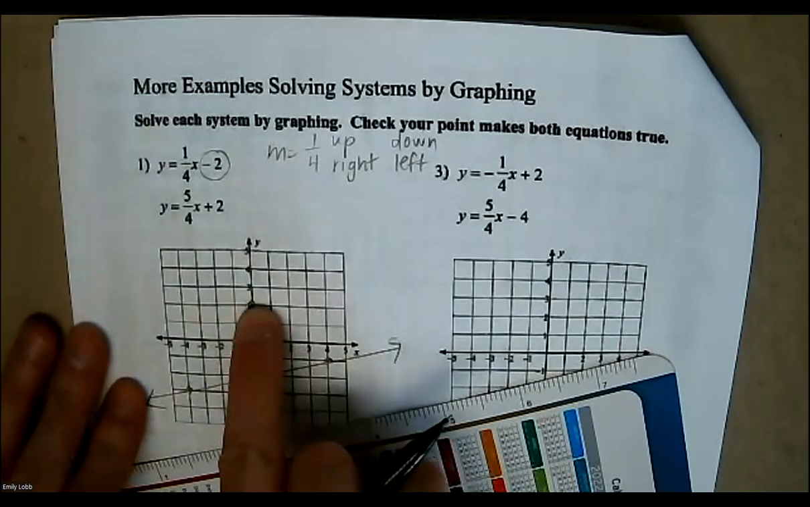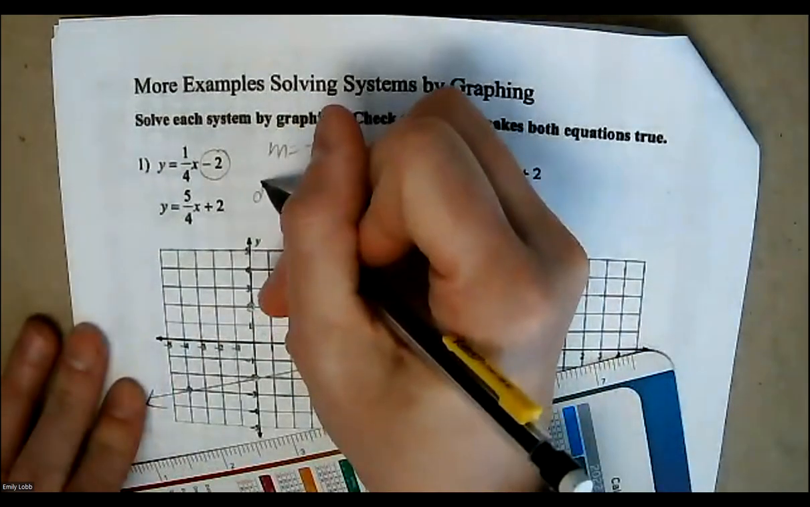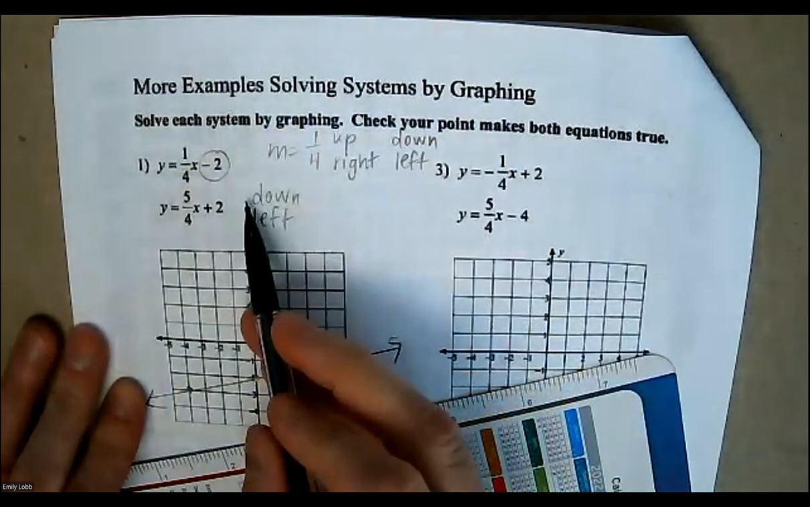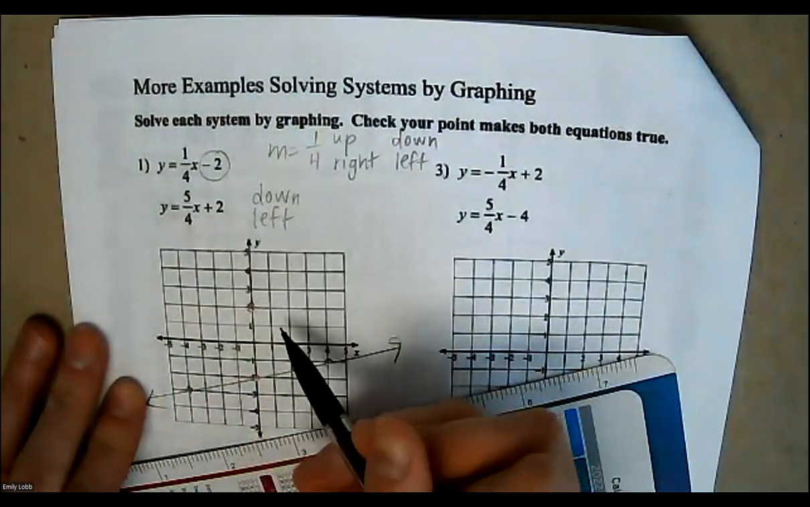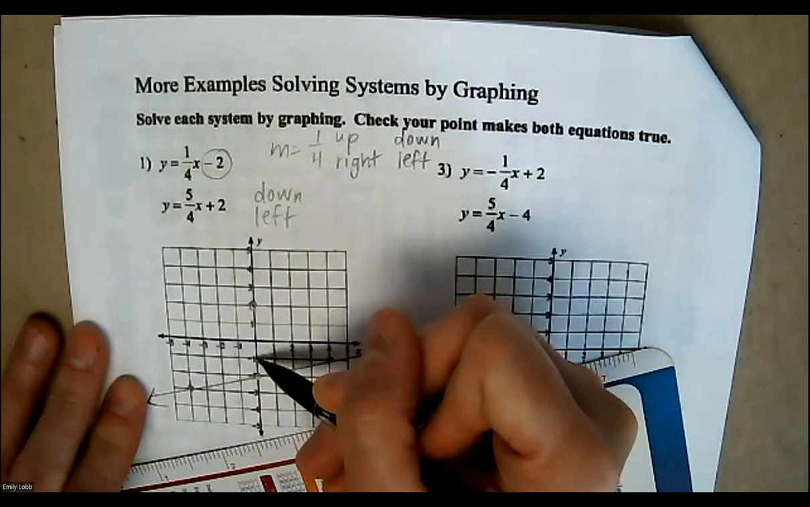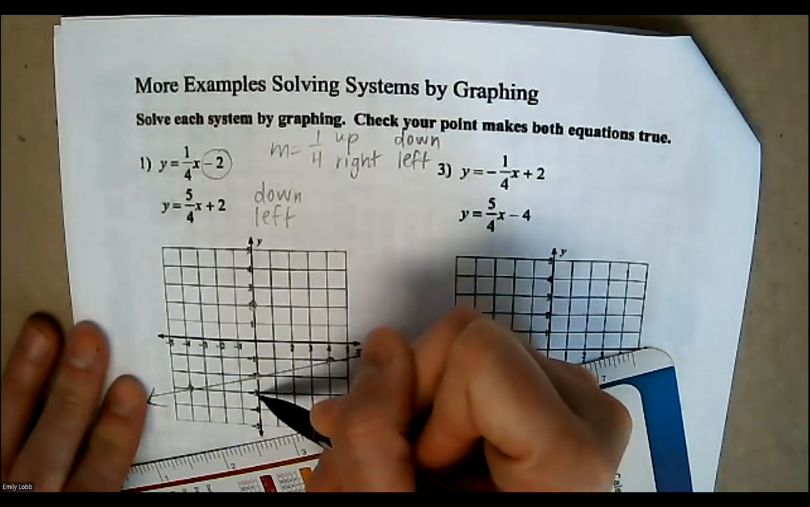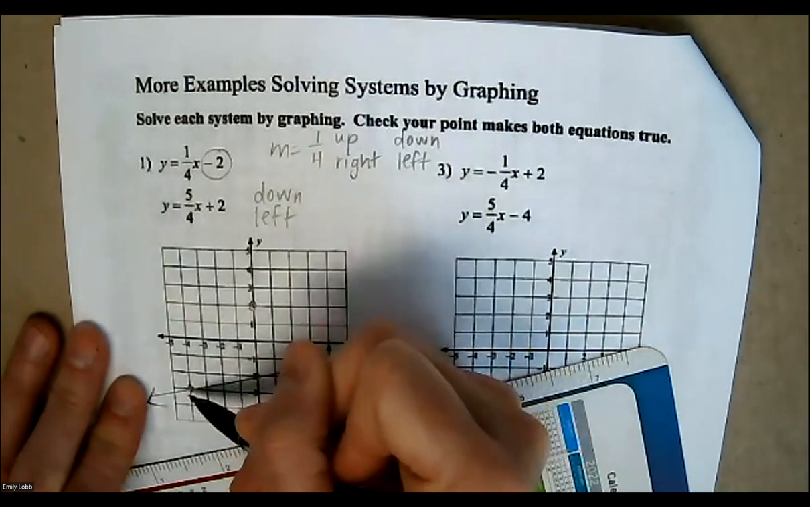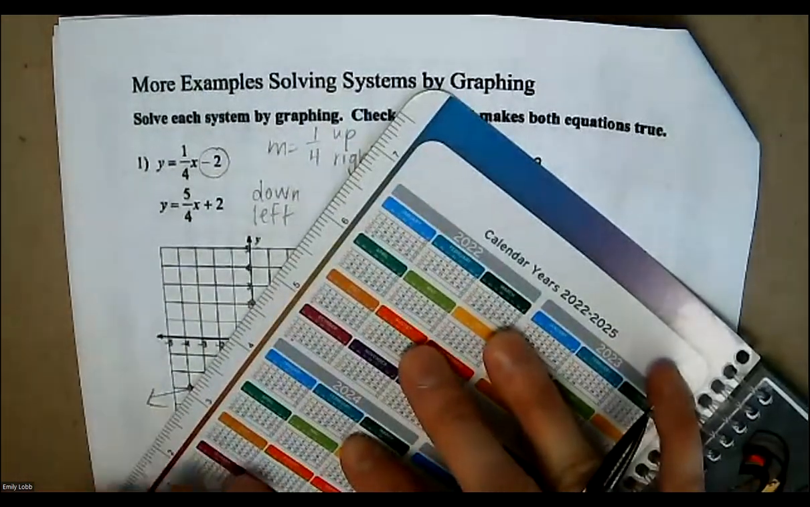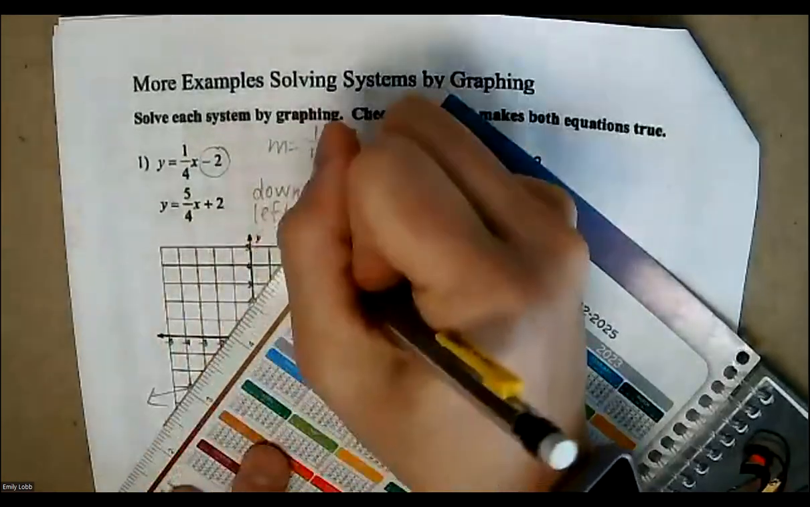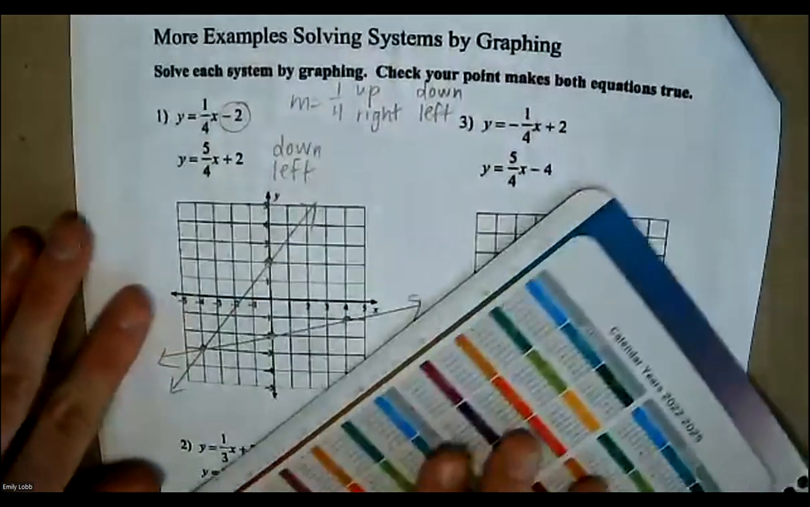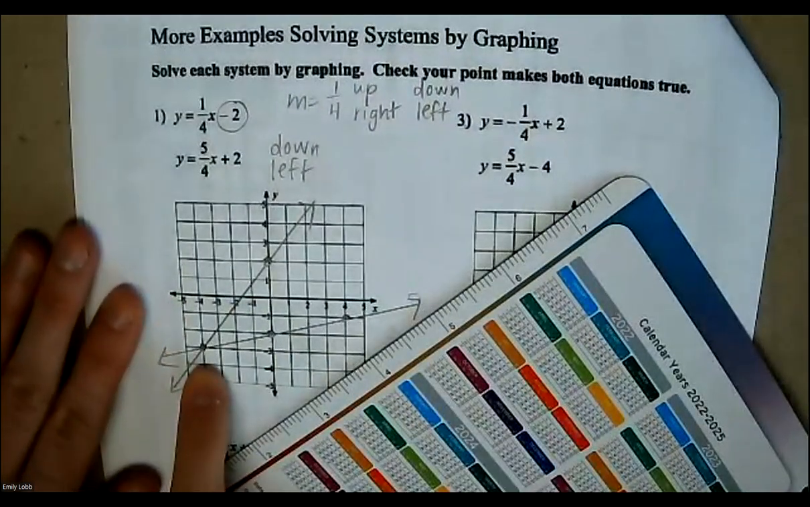I can't go up 5 from here, so I can go down and left and still be positive, because negative divided by a negative is positive. So I'm going to go down 5, 1, 2, 3, 4, 5, and left 4. So that goes right through here. And then we just label this point. What is my x value here?